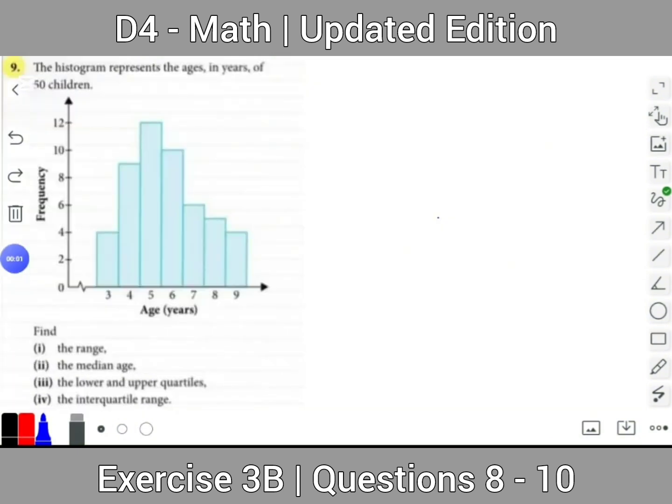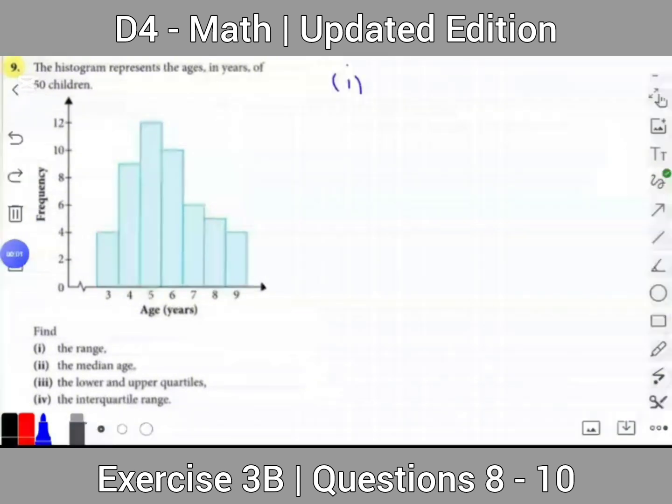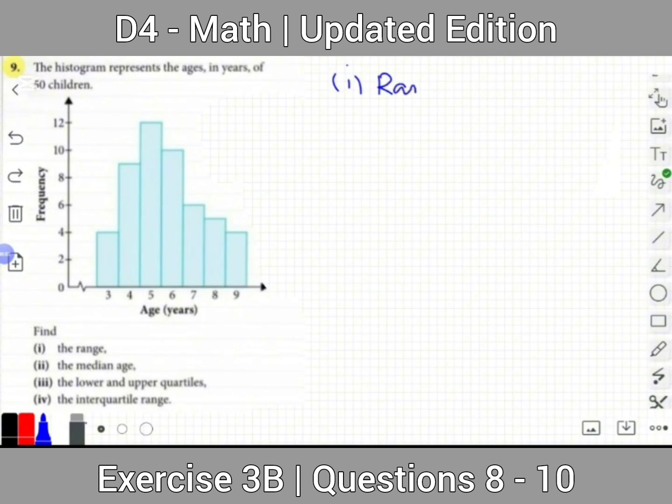Now in question 9, the histogram represents the ages in years of 50 children. So here we have the histogram showing the ages of the 50 children. In part 1 we have to find the range. To find the range, we will use the formula: largest age minus the smallest age. The largest age along the x-axis is 9 and the smallest age is 3, so 9 minus 3 is equal to 6. So the range will be equal to 6.